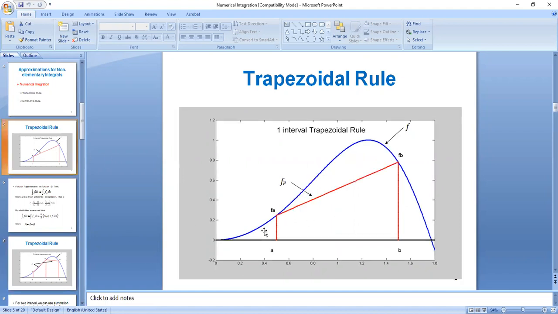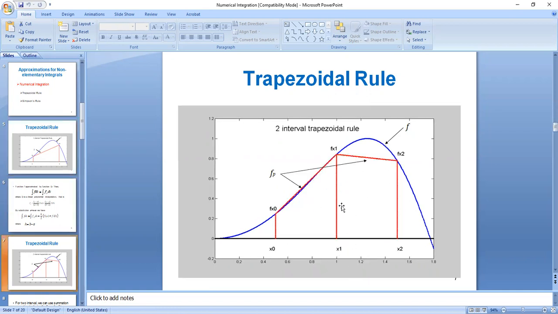Because in here, this area and this area are left out. With one trapezoid, these are not accounted for. But if you use two trapezoids, what area is left out? This and this, but this one is smaller. So the more trapezoids that we use, the more accurate is our approximation. The nearer is our approximation to the real value.